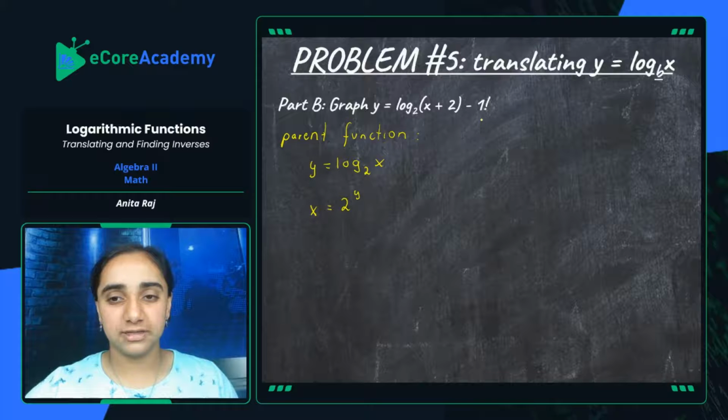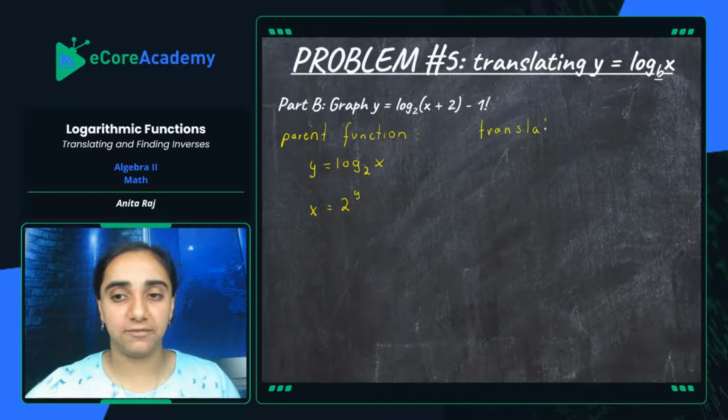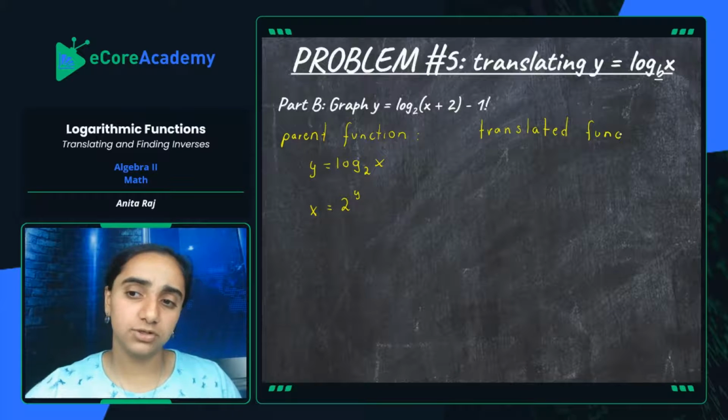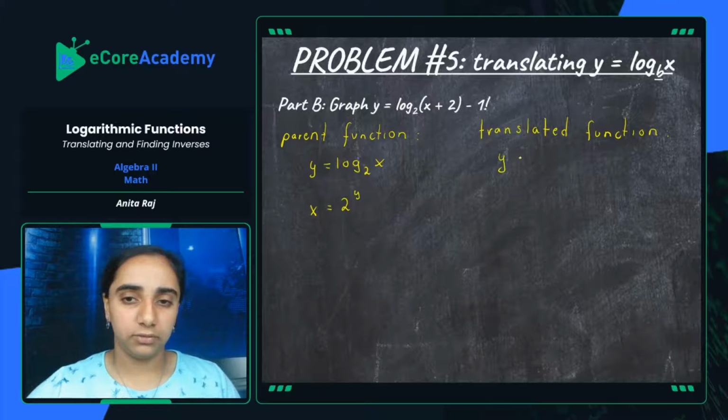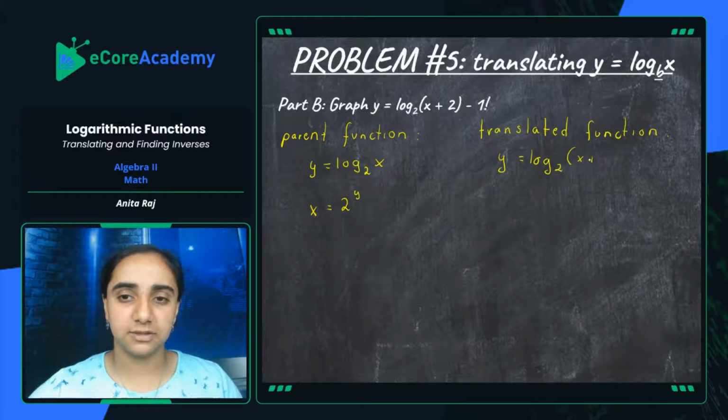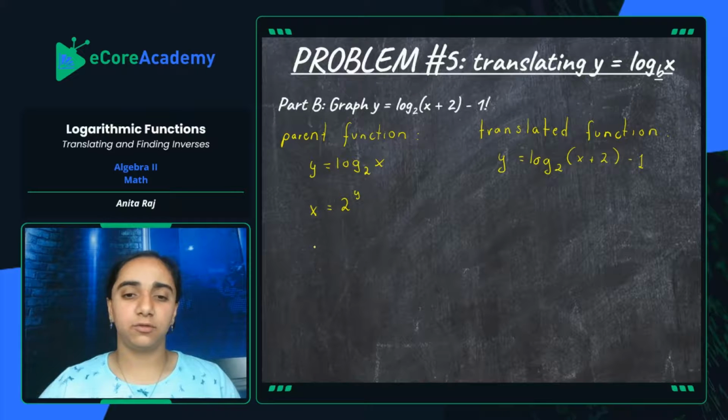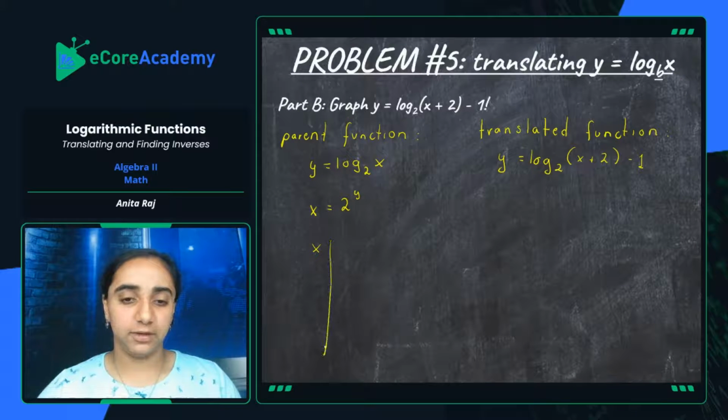If we want to look at the translated function, which is what we've been given in the problem and actually asked to graph, I'm just going to rewrite it here as well. y equals log base 2 of (x plus 2) minus 1. And now that we have these written, we can make our xy tables. This will just make graphing easier.